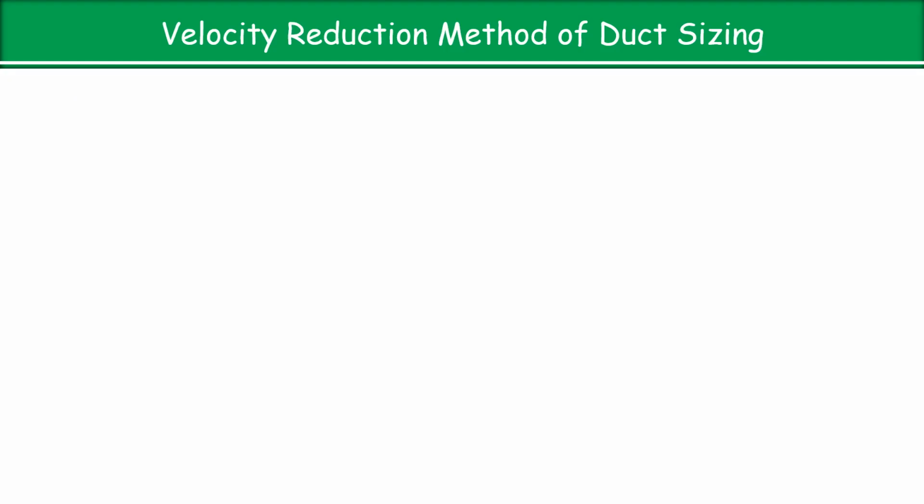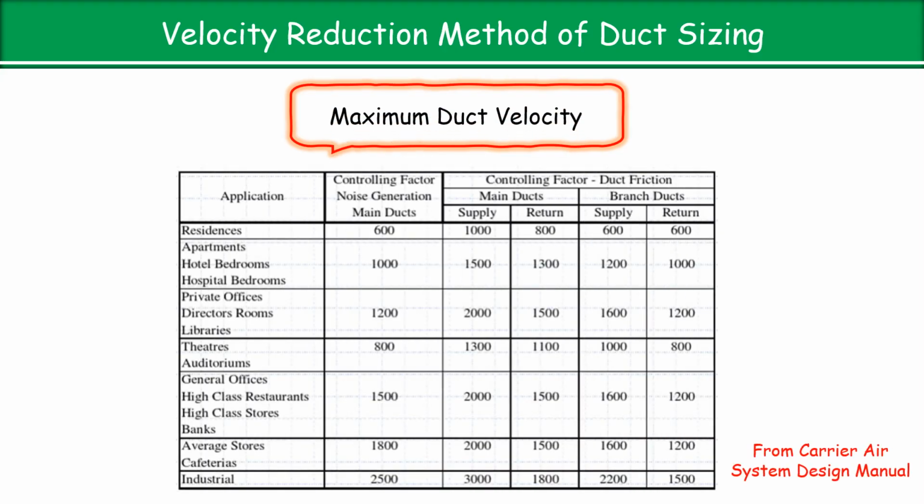From where will you get these values? Here I have taken one table, which is from the Carrier Air System Design Manual. Based on the application, if you are running the ductwork for residences, the supply air main duct maximum velocity can be up to 1000 fpm. In the return air duct, 800 maximum. This is for main duct velocity. In the same way, for the branch duct, the supply air duct can go to a maximum of 600 fpm, and the return air duct 600 fpm as well.